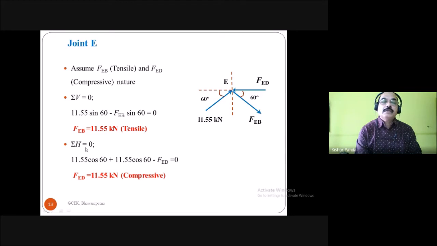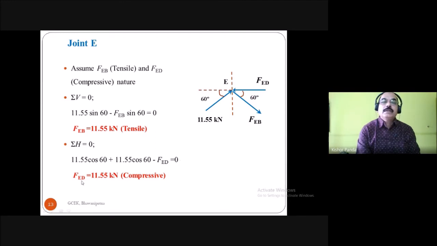Then you take the summation of horizontal force is equal to 0. So here you see this is one horizontal force, and you take the component of this inclined force towards the right side, the arrow mark, and the component of this inclined force is also right side arrow mark, but this horizontal force is left side arrow mark. So take the right side arrow mark as positive. So 11.55 cos 60 plus FEB cos 60 is equal to FED. That is 11.55 cos 60 plus 11.55 cos 60 minus FED is equal to 0.